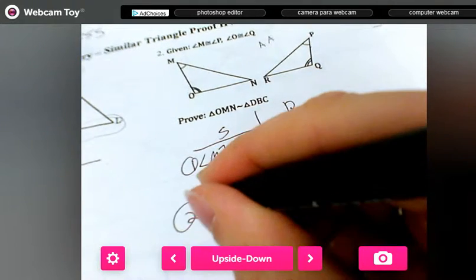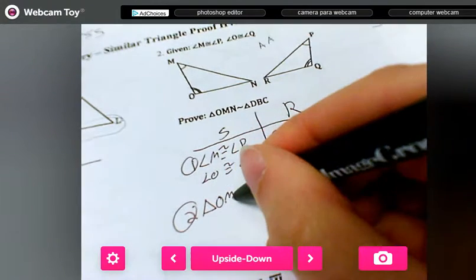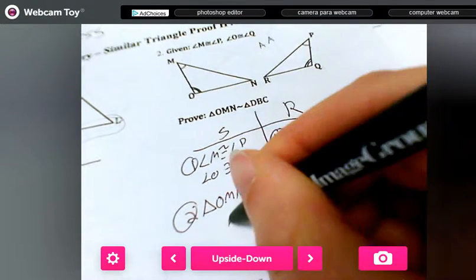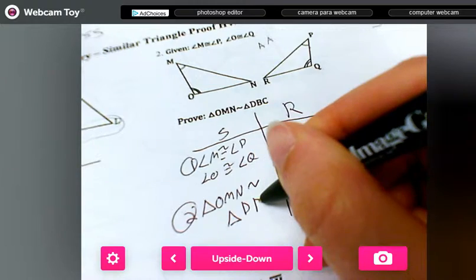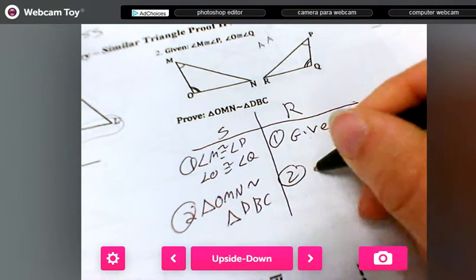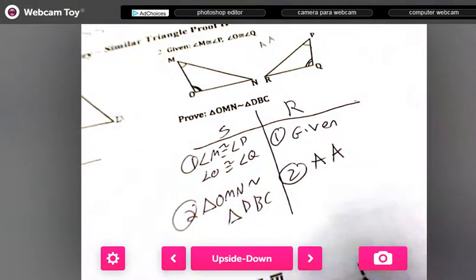Number 2, triangle OMN is similar to triangle DBC by what? Angle, angle. That's it. It's the whole proof.